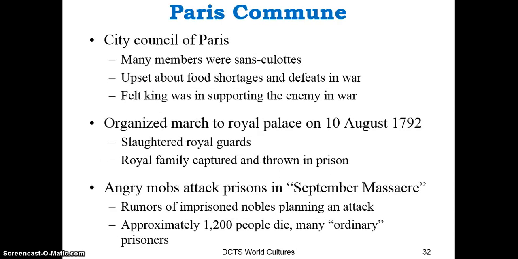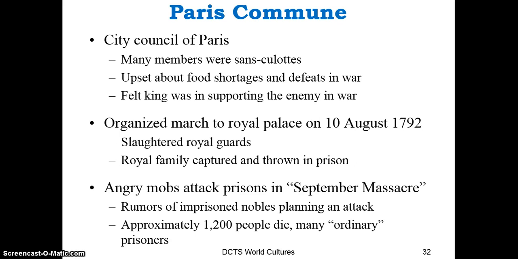Paris Commune, the City Council of Paris. Many members were sans-culottes, upset about food shortages and defeats in the war. They felt the king was supporting the enemy in the war. They organized a march to the Royal Palace on August 10th, 1792. They slaughtered the royal guards, and the royal family was captured and thrown in prison.